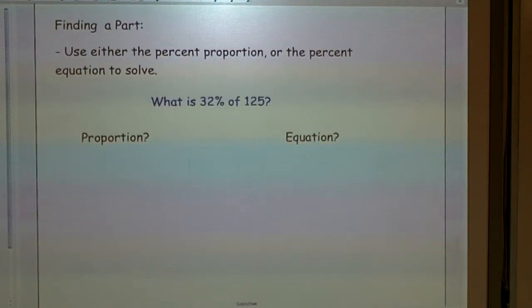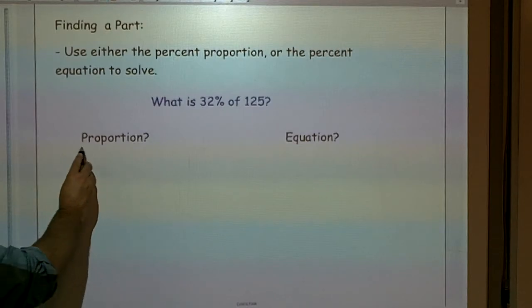Now, sometimes we're going to actually ask you to find the part, or find a different value, not necessarily just ask you what percent of this number is another number. In this case, you can use either the percent proportion or the percent equation to solve, whichever way you really prefer. What is 32% of 125?